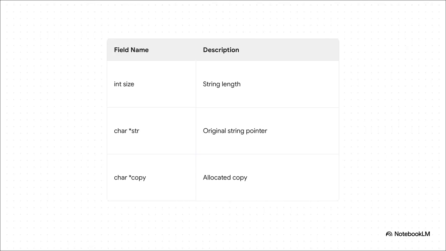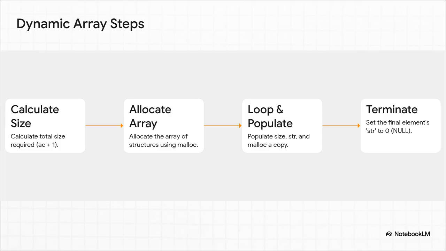So for every single string, you have to populate its length into the size field, keep a pointer to the original string in the str field, and here's the really tricky part: create a fresh, dynamically allocated duplicate of the string to store and copy. I know it sounds like a lot, so let's break this complex algorithm down step by step so you don't get lost.